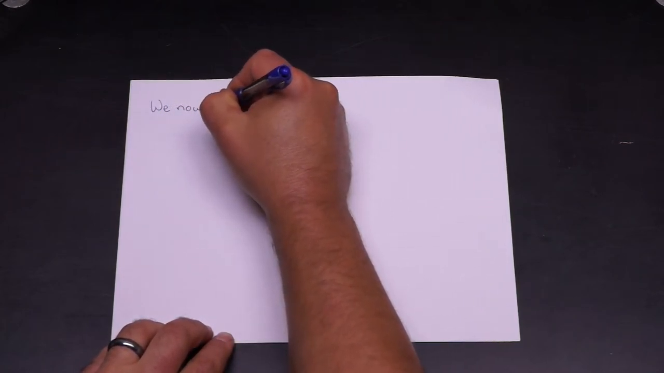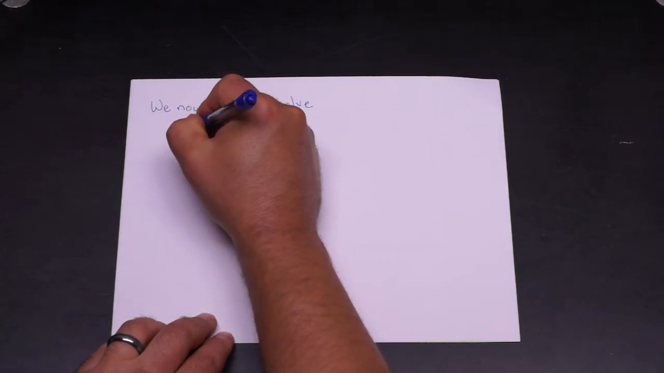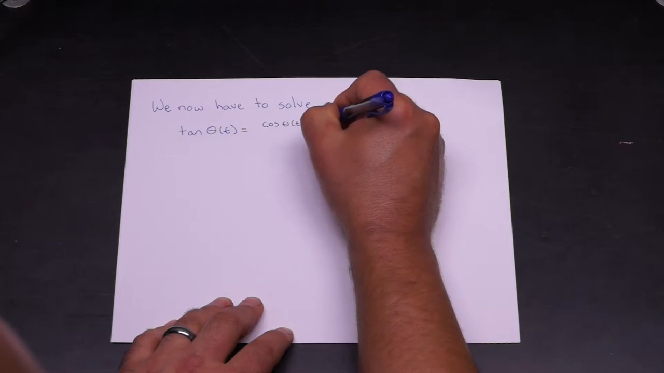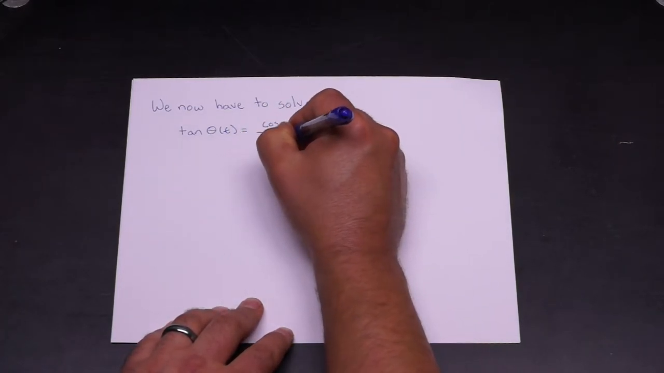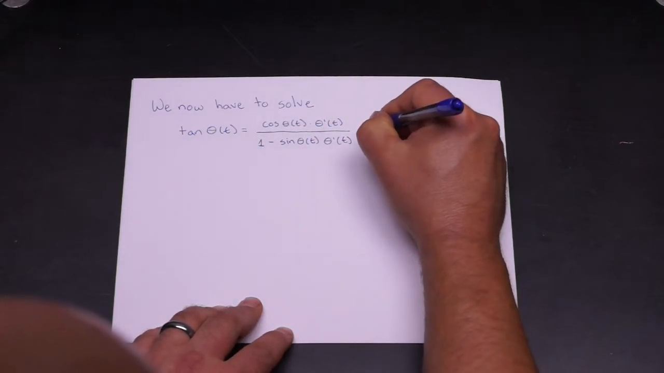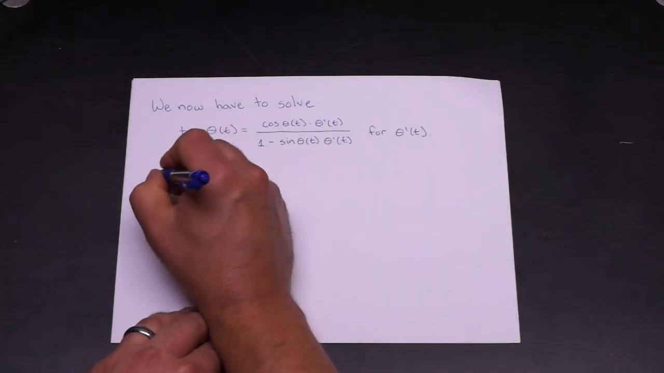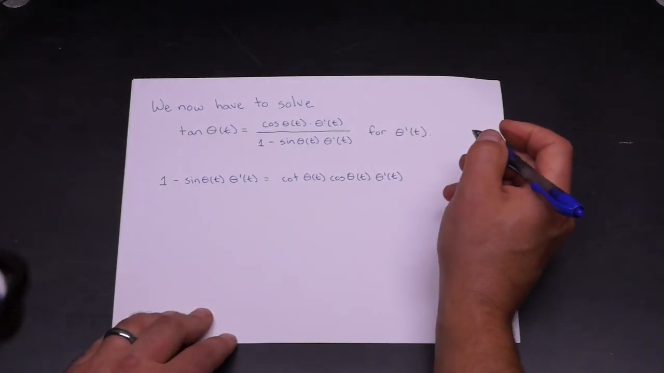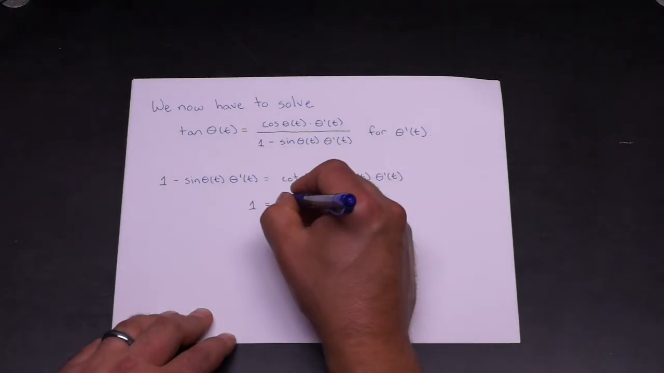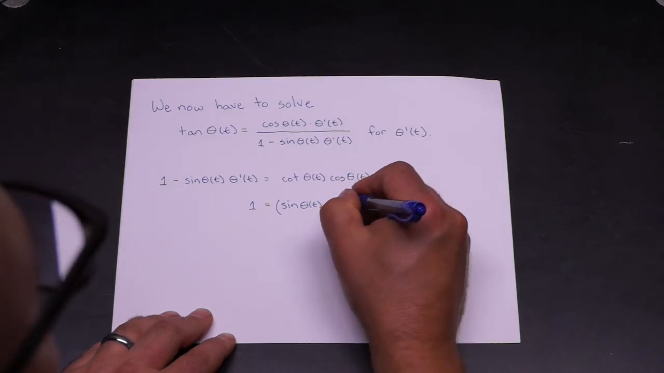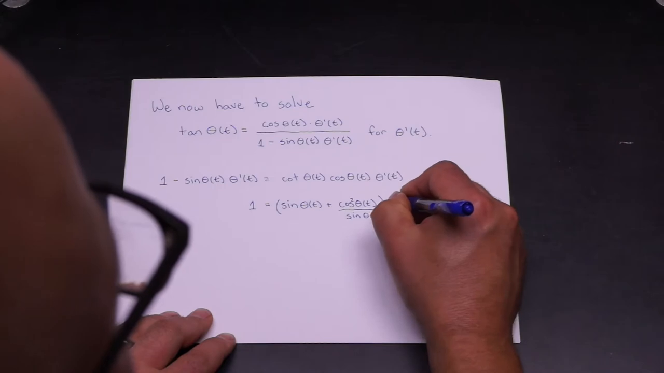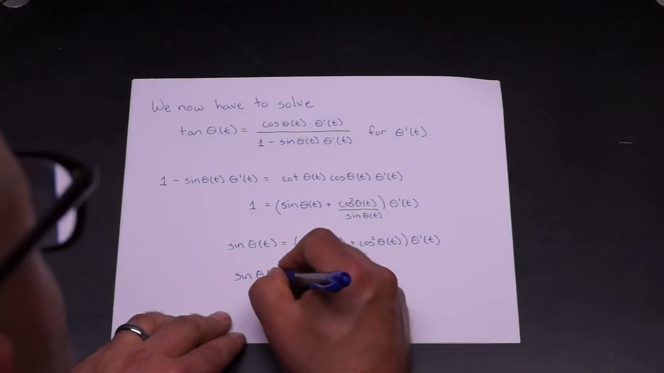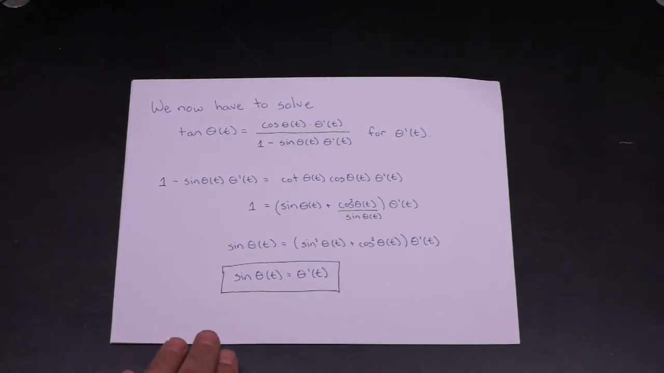We now almost have a differential equation for the function theta of t. But to get it in standard form, we have to solve tan theta of t equals cos theta times theta prime over 1 minus sine theta times theta prime for theta prime. So let's do the algebra. Since it's not particularly difficult or interesting algebra, I'm going to speed through it a little quickly. Here I am getting all the theta primes on the right-hand side and factoring them out. Then I'm multiplying through by sine theta and using a trig identity to arrive at our final equation. Sine theta equals theta prime.